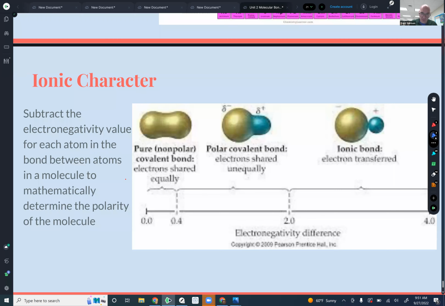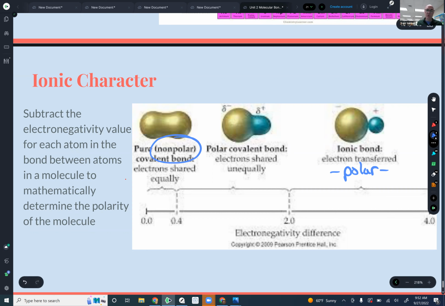What this then leads us to is the calculation between the difference of the two electronegative values. We call the difference, the value that we calculate, the ionic character. The larger the ionic character, the more polar it is. In this, they list it as ionic, but it would be called polar.